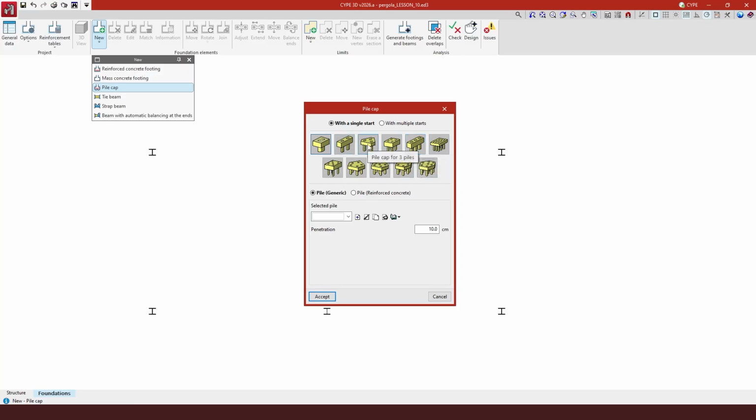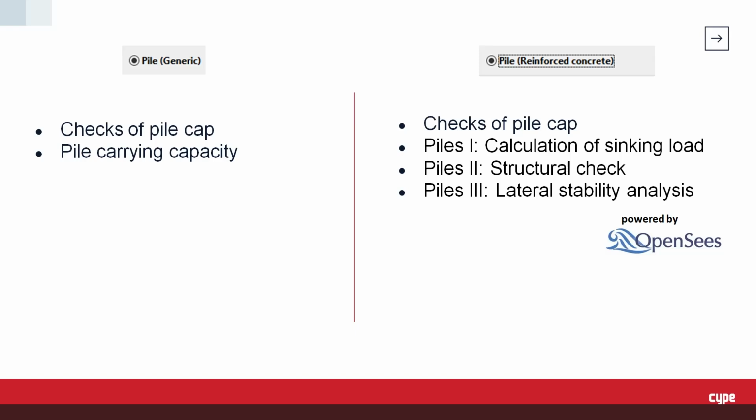So right now, we're going to select, for example, pile cap for 3 piles, and we're going to comment on these 2 options. There are 2 options for piles, this pile generic and pile reinforced concrete. I'm going to show a slide to comment on the differences.